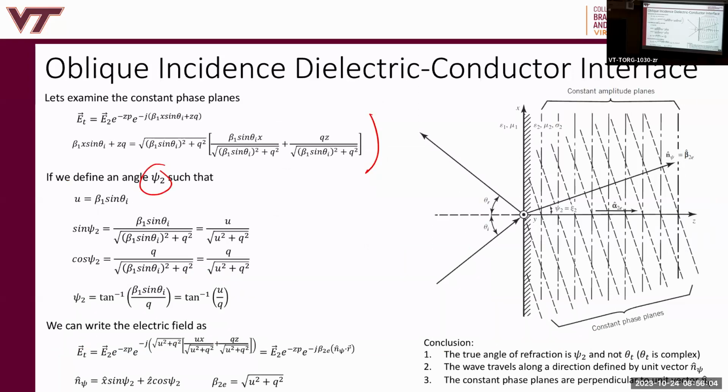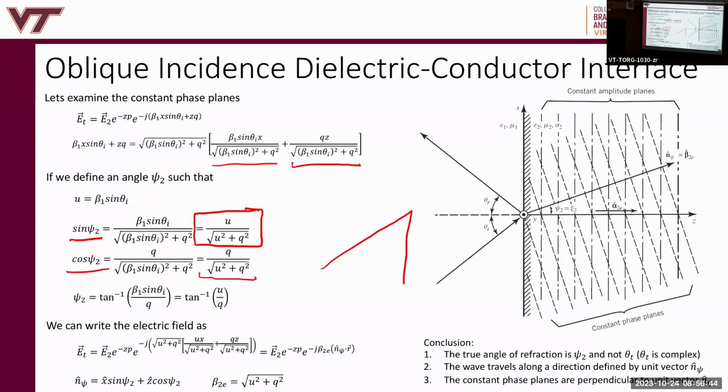We can define a transmission angle, psi 2, such that if we define U as beta 1 sine theta I, here it is again, then we can write this first term as U over the square root of U squared plus Q squared. We can call that sine of psi 2. We're trying to find the angle psi. And we can write the second term as Q over the square root of U squared plus Q squared. And that becomes cosine of psi 2.